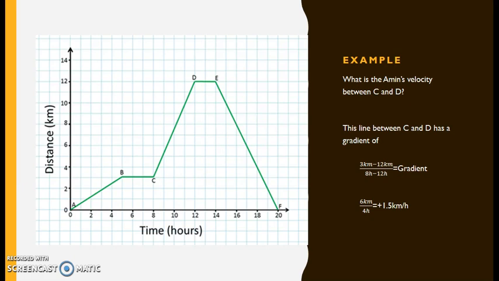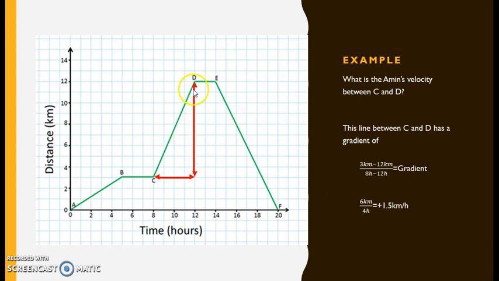Alright, what is Amin's velocity between C and D? The line between C and D has a gradient of 3 kilometers minus 12 kilometers over 8 hours minus 12 hours. That's the gradient. So we simplify that even more. It becomes 6 kilometers over 4 hours equals a positive 1.5 kilometers per hour. We just do that thing again.